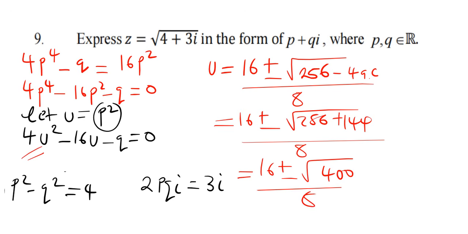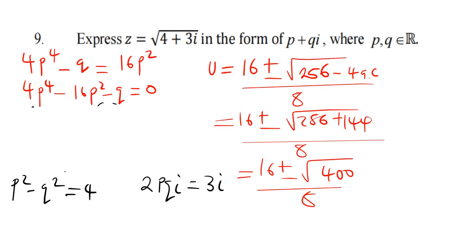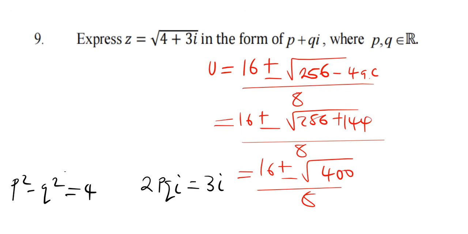For quadratics, I really don't like solving quadratics, but still we are going to solve it. So 16 positive or minus the square root of 400, that is a 20, over 8. Now 16 plus 20.